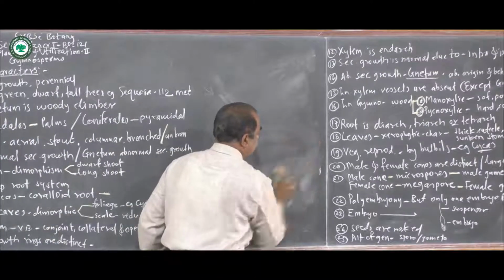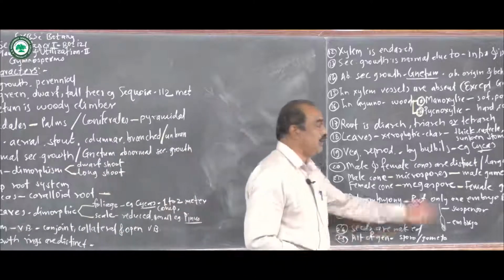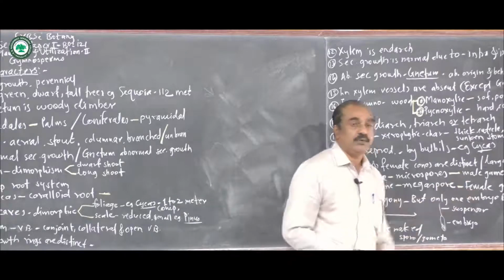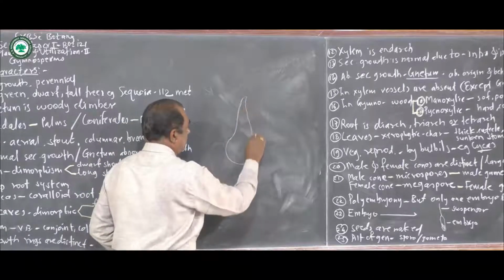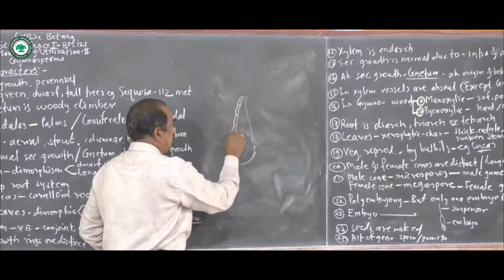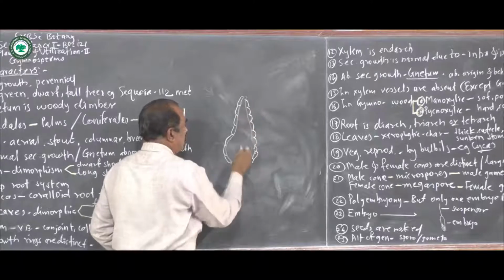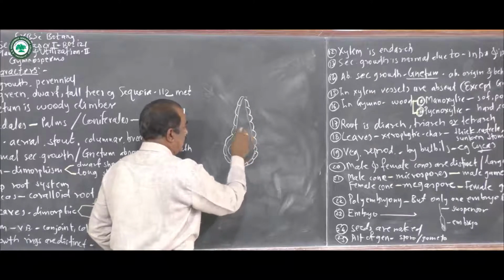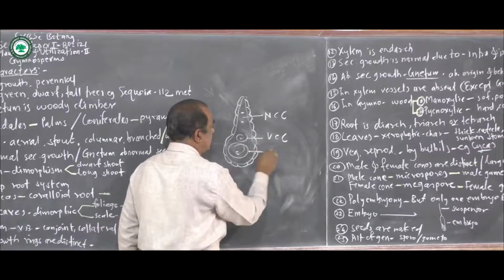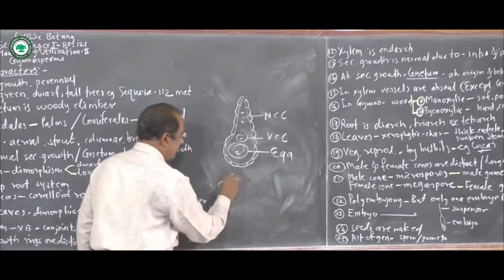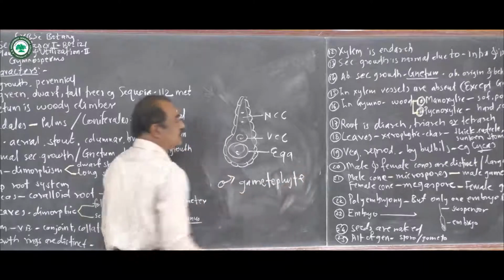Just like this, there is the female cone. And on the female cone, there are the megaspores. And these megaspores germinate into the female gametophyte. And the structure is like this. These are the neck canal cells. This is the ventral canal cell. And this is the egg. This is the female gametophyte, which is called the archegonia.